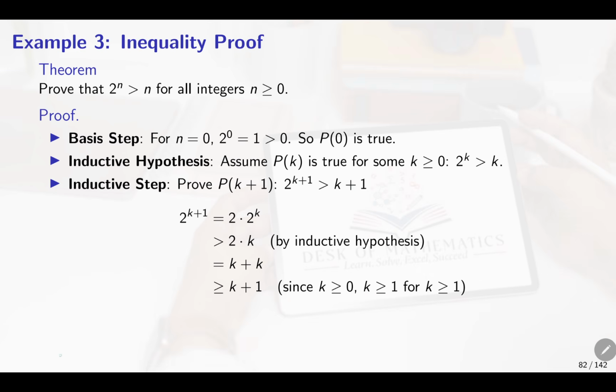So what is your 2 raised to the power k plus 1? That is 2 times 2 raised to the power k. And 2 raised to the power k, we already know, is greater than or equal to k. So that is greater than 2 times k by the inductive hypothesis. Okay, so this is 2 times k. So you can write k plus k.